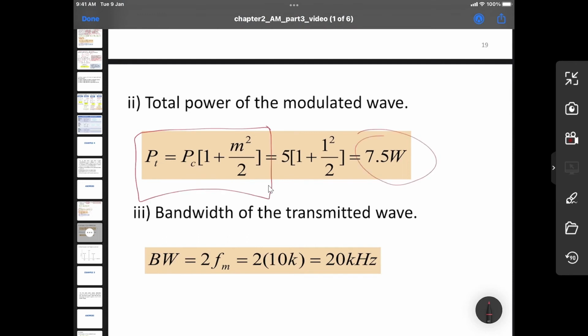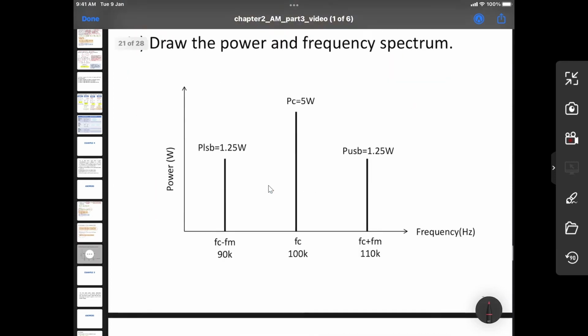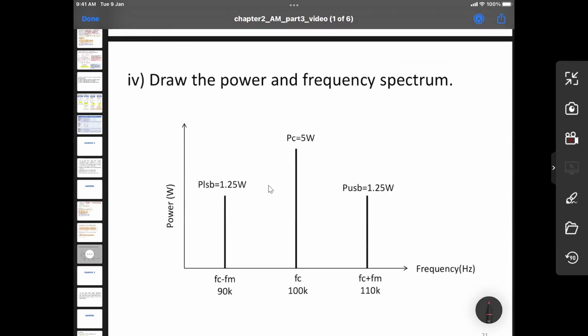Okay. And the bandwidth, we know double sideband full carrier is actually 2 FM. So just substitute that one, you will get the answer. And then to draw the frequency spectrum, same with the voltage spectrum, you have to label. Label what is the value of the PC, what is the value of the PUSB. Don't leave it like a general formula. You have to put that value in your spectrum.